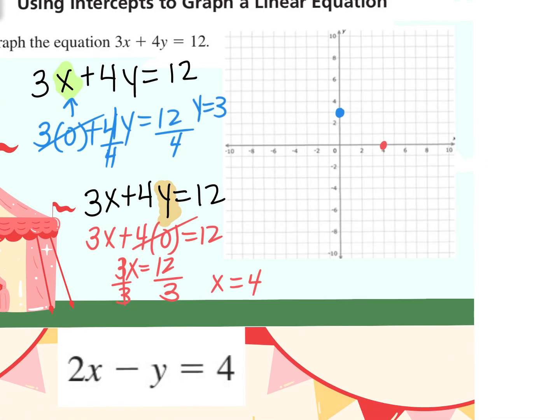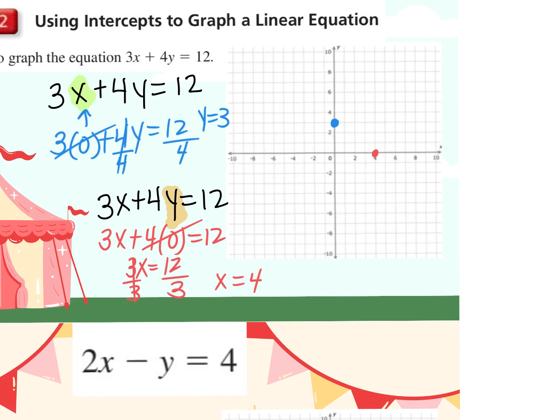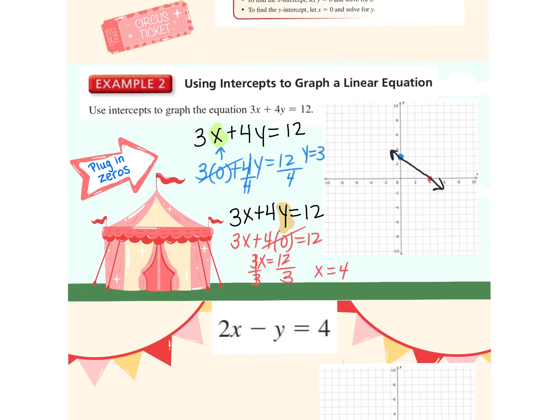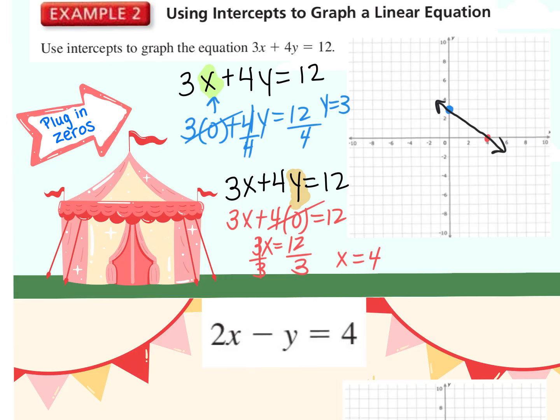And then the last thing I do is what? What do you think? Do I have enough information for a line now that I have 2 points? Yeah, so I will, oops, my bad, sorry. I will connect them to make a line, right? And I'll put arrows to show that that line would keep going. So if I asked you the ordered pair of the x-intercept, what's the ordered pair of the x-intercept?